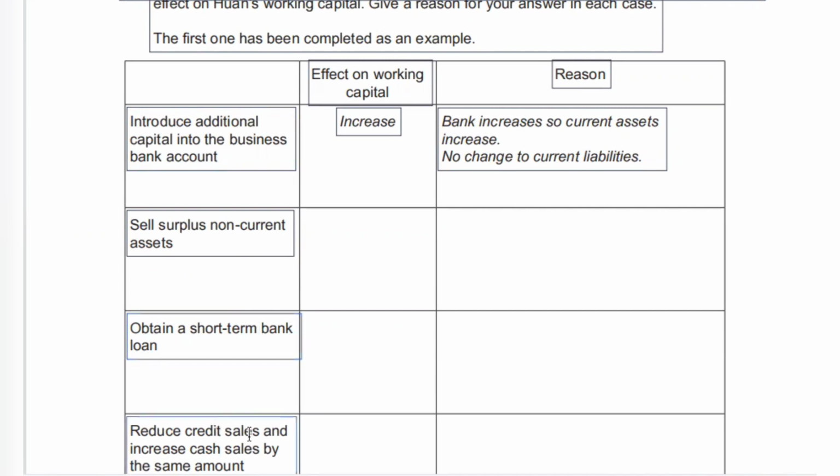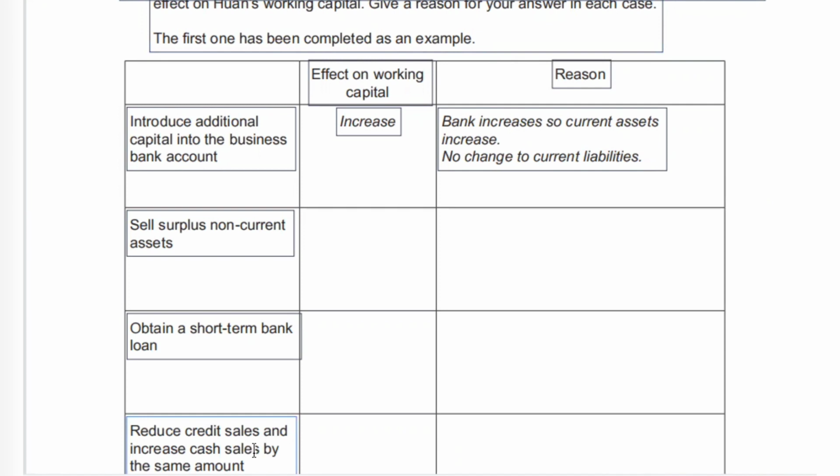Then we have reduced credit sales and increased cash sales by the same amount. This will also have no effect on the working capital. As it is written that we are reducing the trade receivables and cash is increasing, there will be no change in the current assets, no change in the working capital, and no change in the current liabilities.